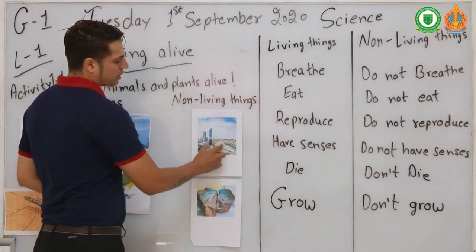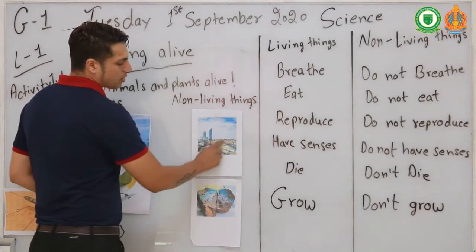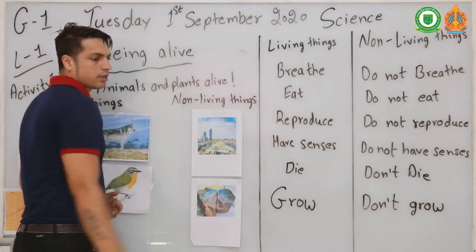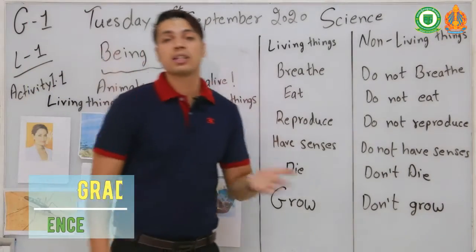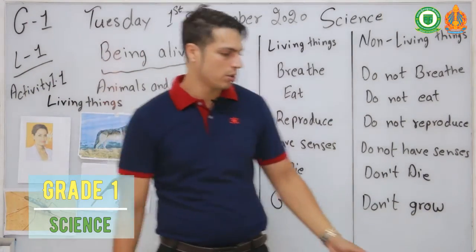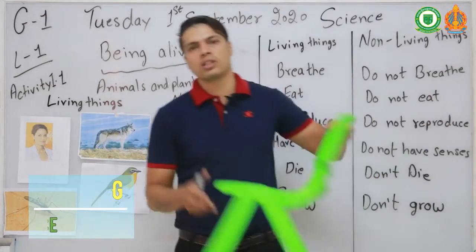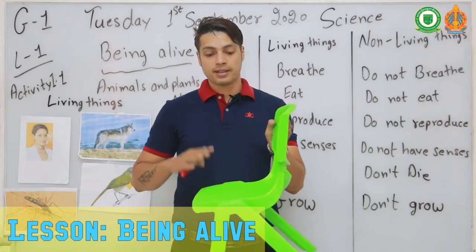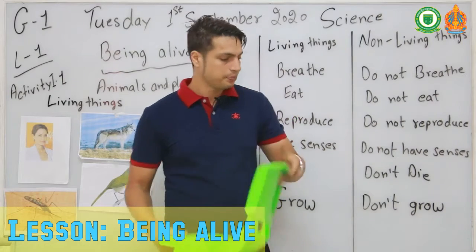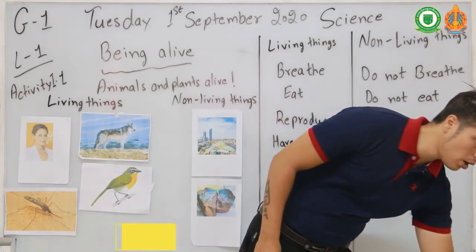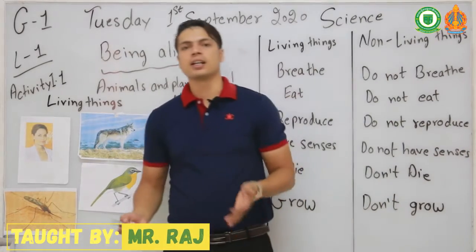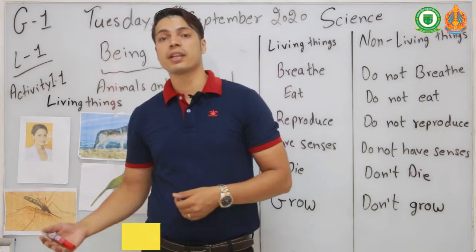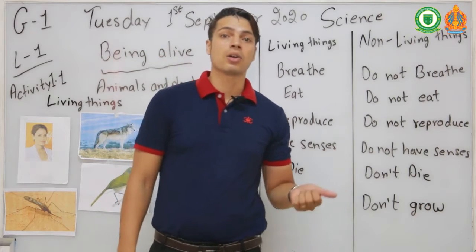Non-living things, you can see here, buildings. Buildings are non-living things. And stone. And what about other things like a chair? You can see this chair here. This chair is a non-living thing. So how do we differentiate living things and non-living things? How do we know that it is a living thing or a non-living thing?